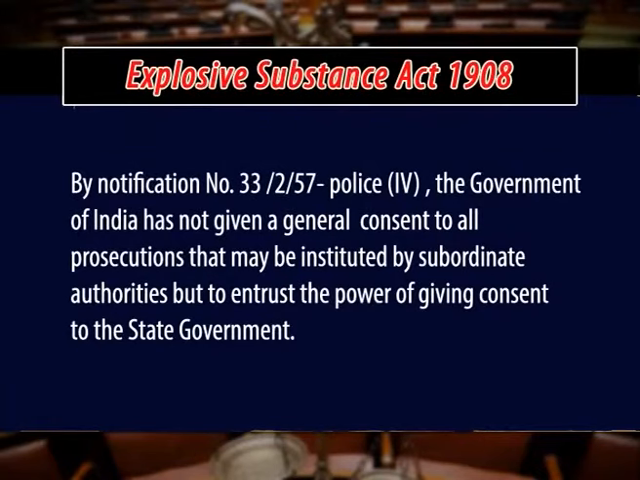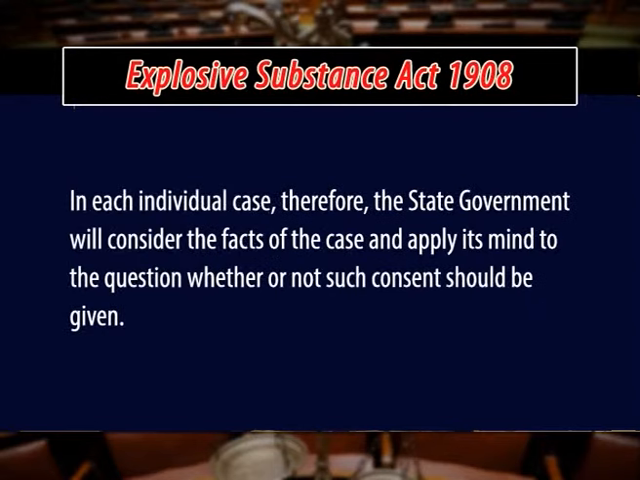By notification number 33/2/57 Police 4, the Government of India has not given a general consent to all prosecutions that may be instituted by subordinate authorities, but has entrusted the power of giving consent to the state government. In each individual case, therefore, the state government will consider the facts of the case and apply its mind to the question whether or not such consent should be given.